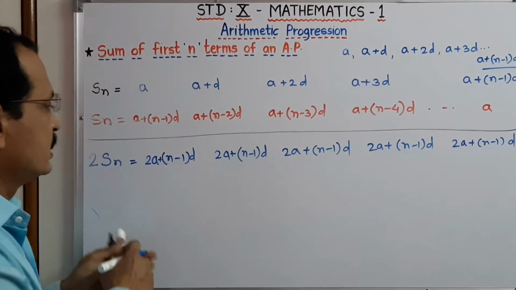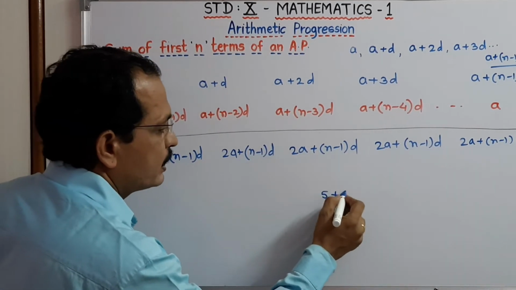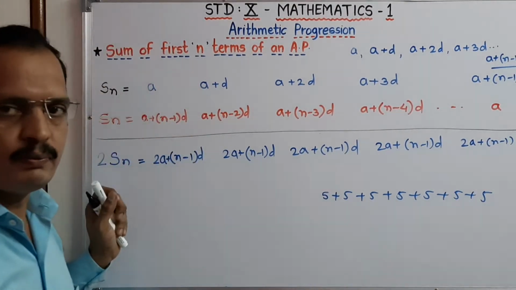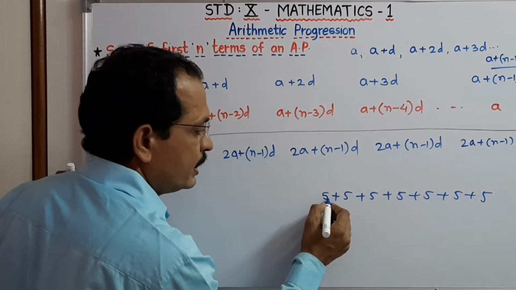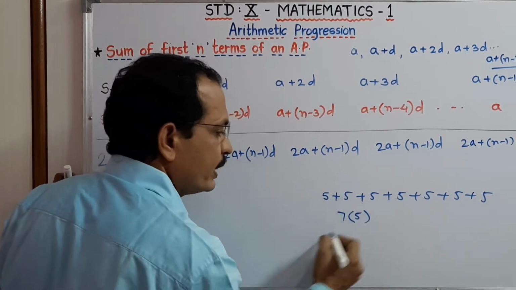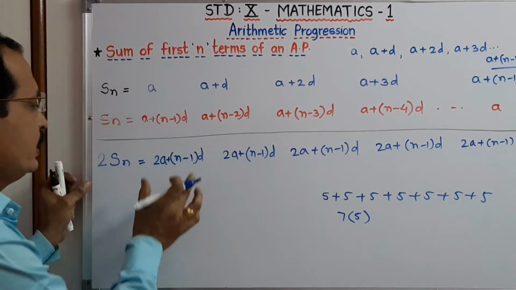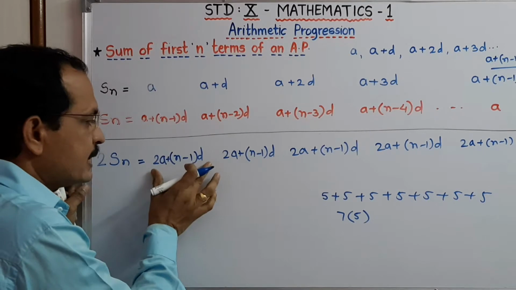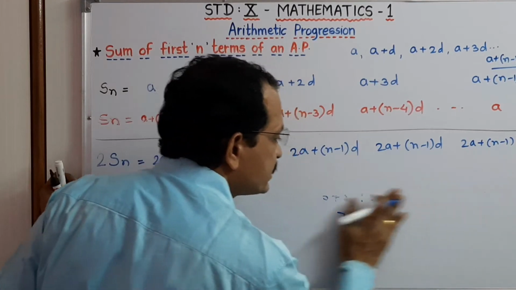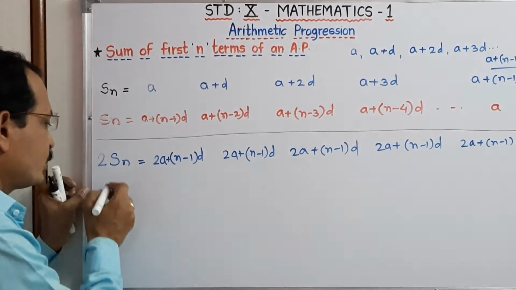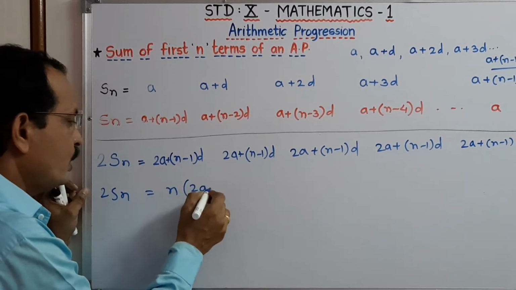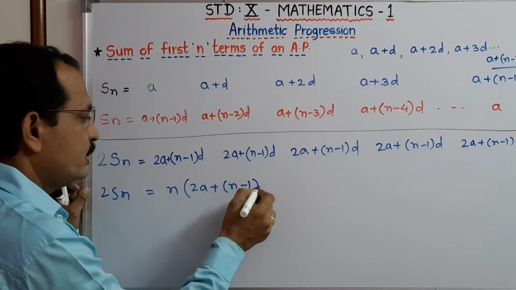Suppose I write this as five plus five plus five plus five, like this. If I want to write it another way, how many times does this five come? 3, 4, 5, 6, 7. Therefore I write 7 into 5. Got it? In the same way, this 2a plus n minus 1 into d comes how many times? It comes n times. Got it? Because we are summing n numbers, therefore it is n into 2a plus n minus 1 into d.